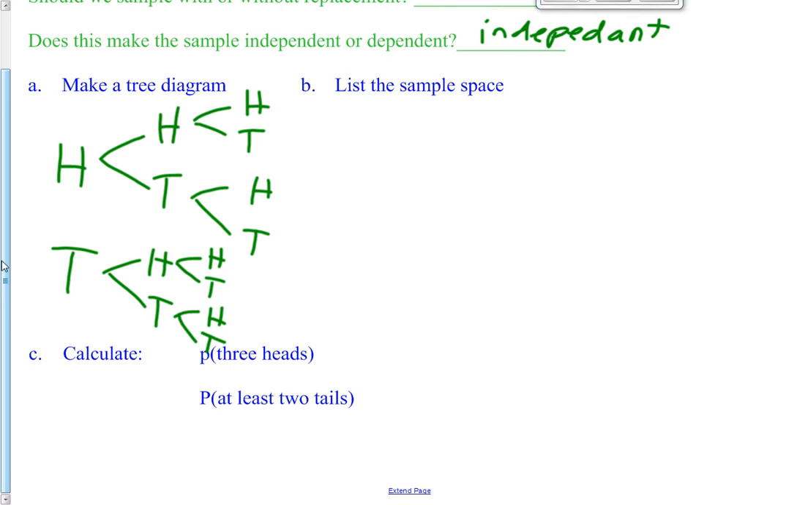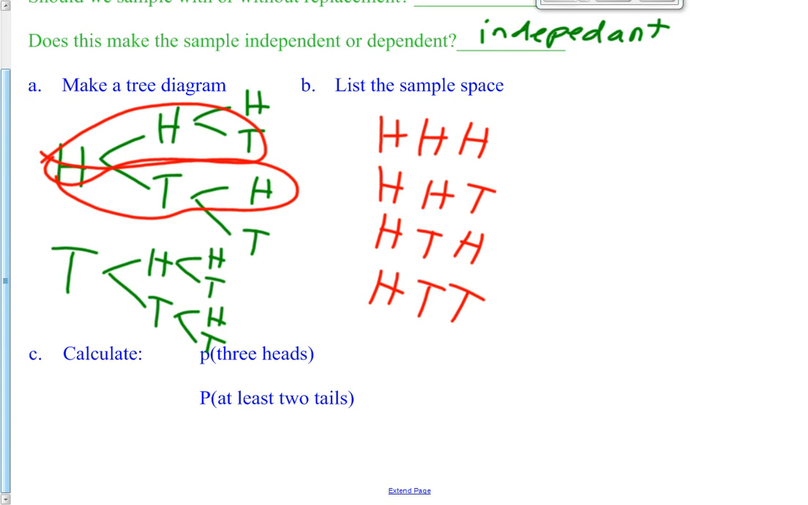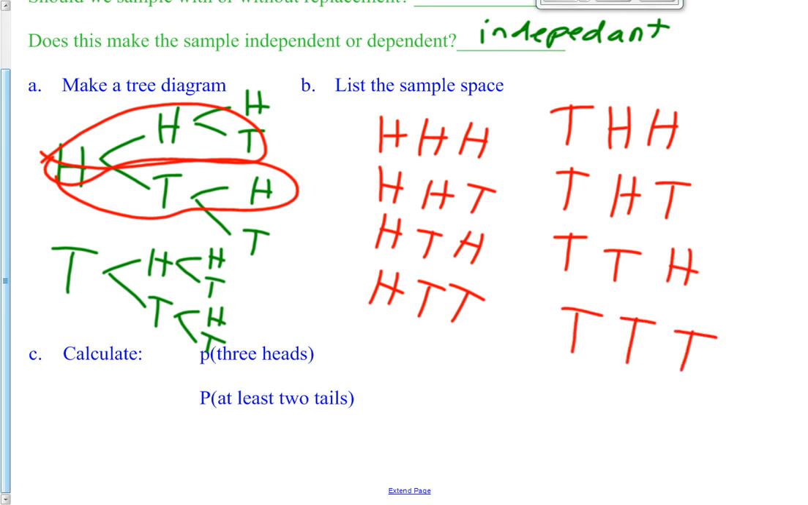So to list the sample space, we could get 3 heads in a row. Or we could get head, head, tail. That would be this one right here. Or we could get head, and then a tail, and then another head. Or we could get head, tail, tail. If we flip a tails first, it could be tails, head, head, or tails, head, tail. Or tail, tail, head, or there's one possibility of tail, tail, tail. So how many outcomes are possible? There are 8 total outcomes. So your denominator will be 8 on a lot of these ones.